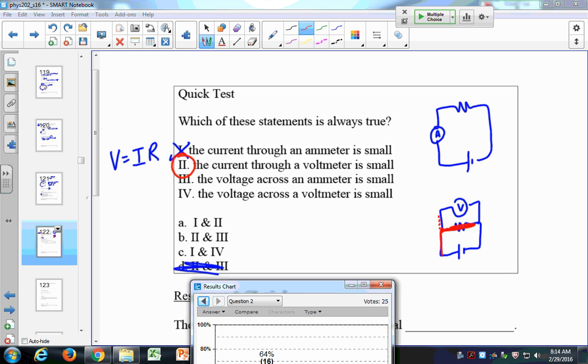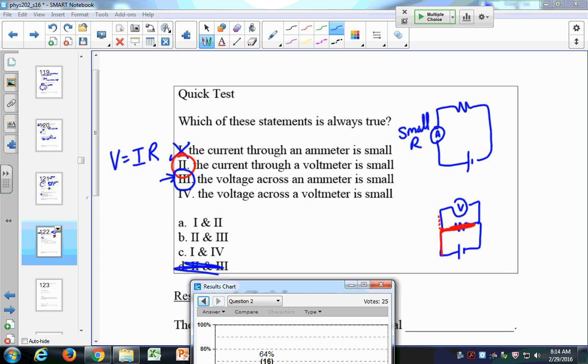What about the voltage across an ammeter is small? Is that necessarily true? It is necessarily true. The reason is that you have a very small resistance here. If I have a small resistance, what does that say about the voltage? If R is really, really small, what is V? Big or small? It's very, very small. If R is really, really small, then V is really, really small. So it is necessarily true that the voltage across an ammeter is small.